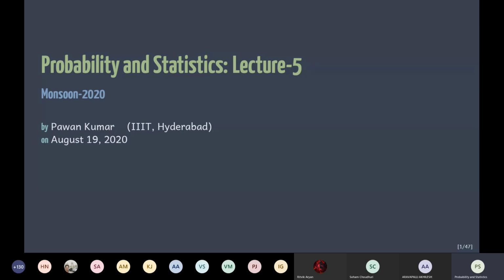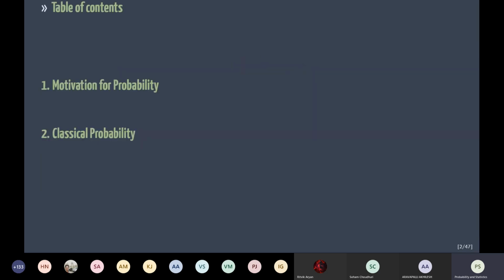Okay, so let us start with the basic definition of probability. I know that you know these things from previous classes, like the high school syllabus does have some probability, but let us quickly define probability. So this is the content for today: motivation for probability, and then we will define the classical probability.